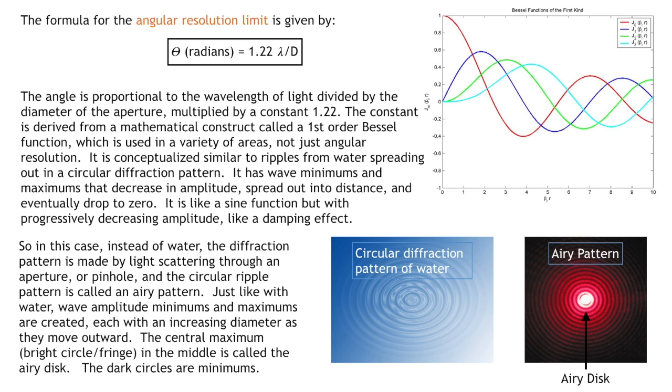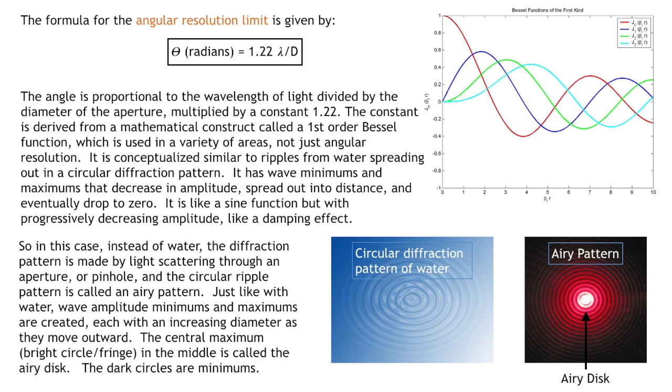So in this case, instead of water, the diffraction pattern is made by light scattering through an aperture or a pinhole, and the circular ripple pattern is called an Airy pattern. So the Airy pattern is there on the bottom right. You can see how it looks very similar to the diffraction pattern of a drop in a pond, let's say. So just like with water, the waves have amplitude minimums and maximums, and each of them has an increasing diameter as it moves outward.